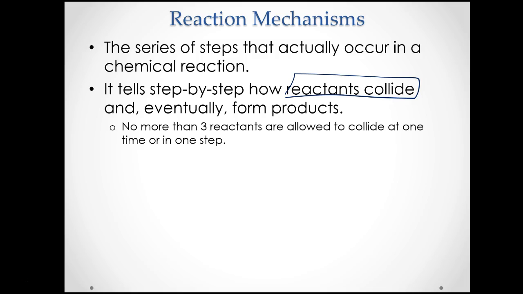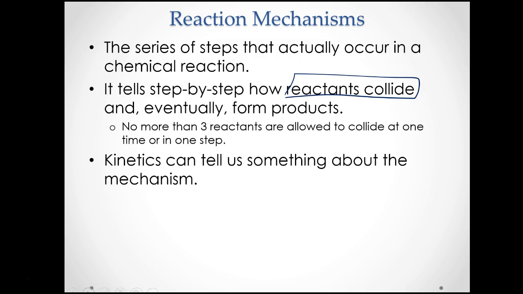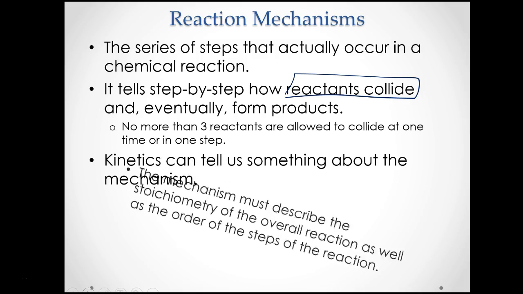It doesn't work like that. So the rule for reaction mechanisms is you're only allowed to have really 2 reactants, or maybe 3, in any one step that's involved in a reaction. And the kinetics of a reaction can tell us the mechanism. If you take AP Chemistry, you'll learn that.